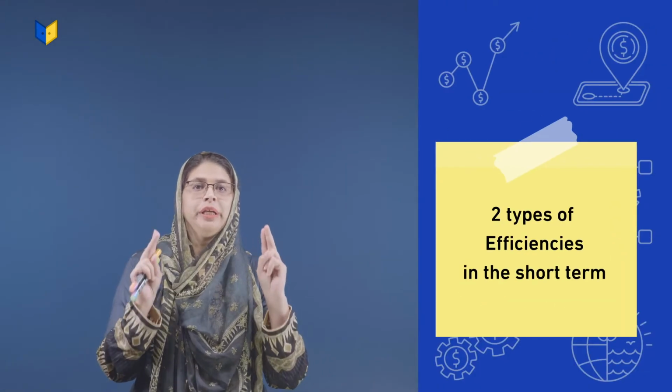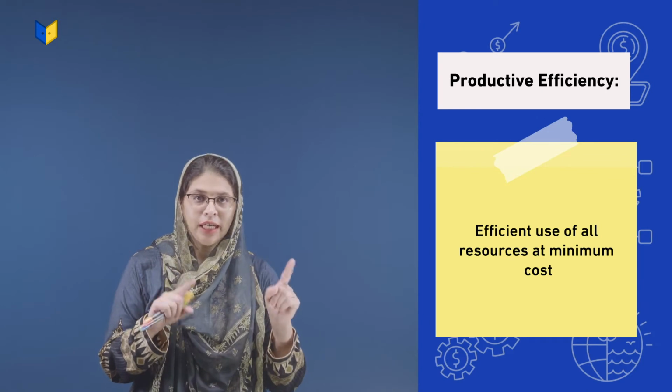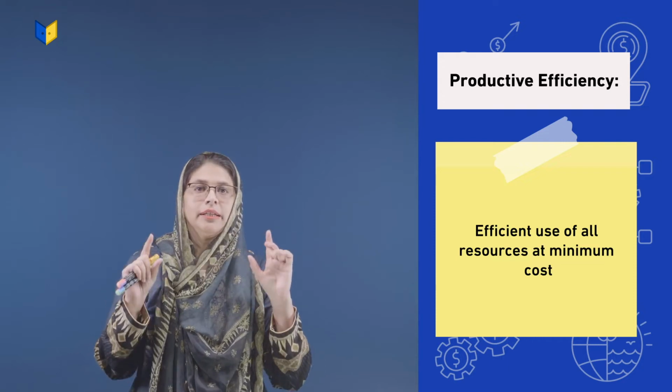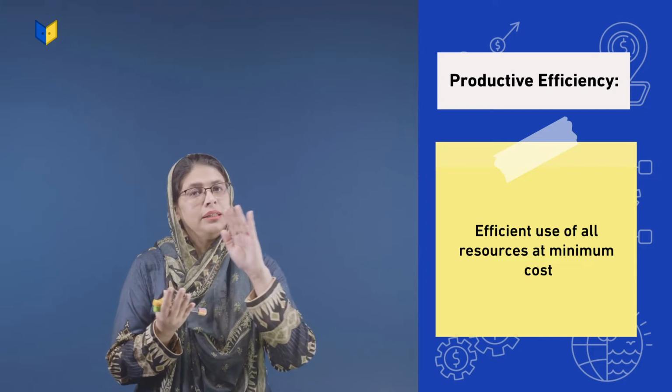Okay, so you have to listen to this very carefully because we are going to discuss business efficiencies. There are two types of efficiencies which every business has to confront. If they need the scarce resources to be efficiently utilized, they have to be efficient in these two types of efficiencies, which are for the short term. The first one is productive efficiency. Productive efficiency means that the producer has to be so efficient that he uses whatever resources are available to him at the lowest cost.